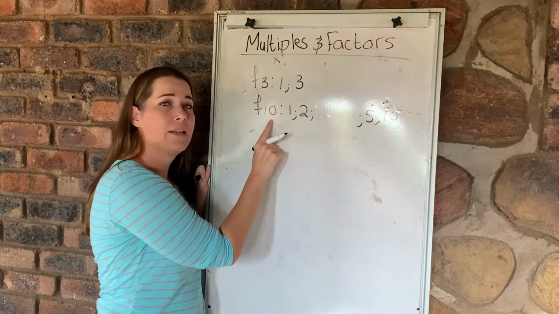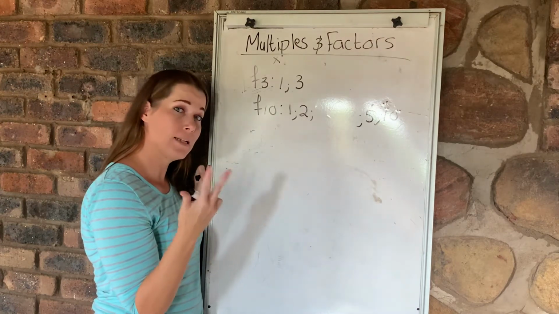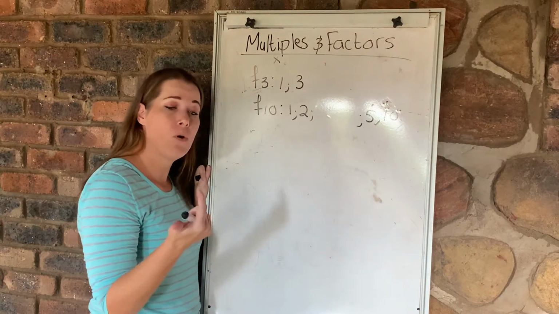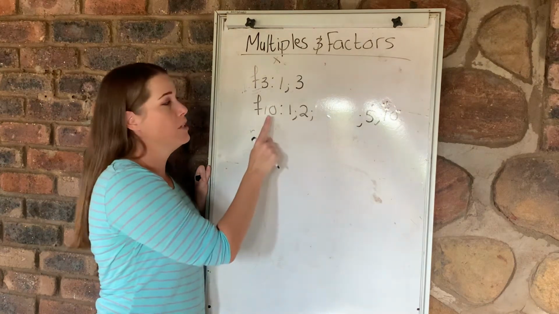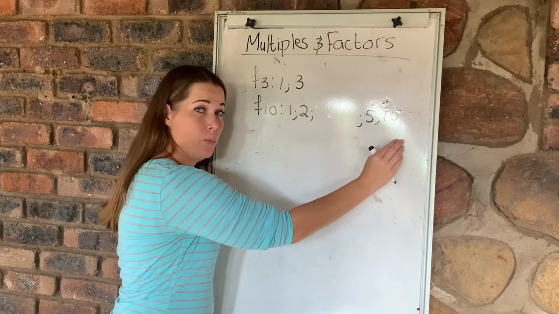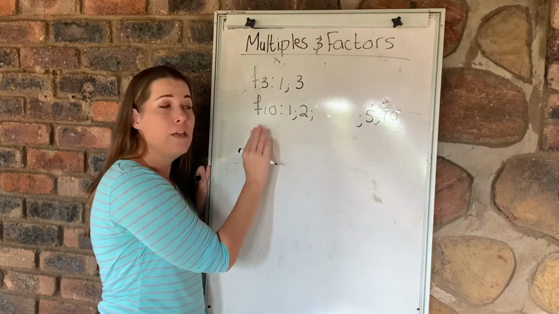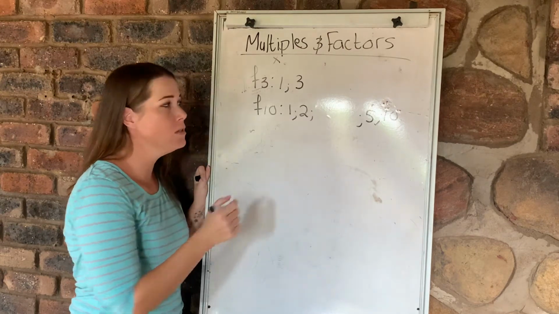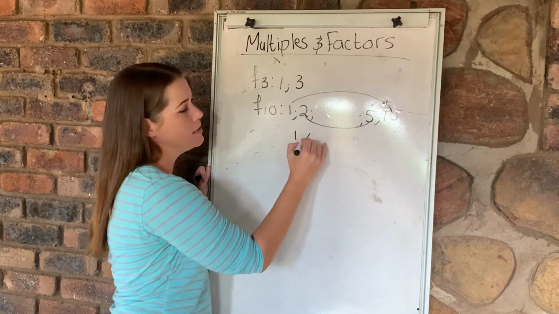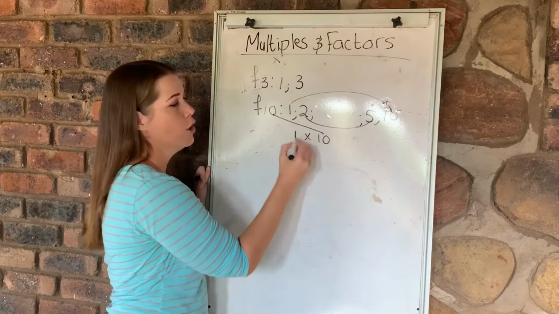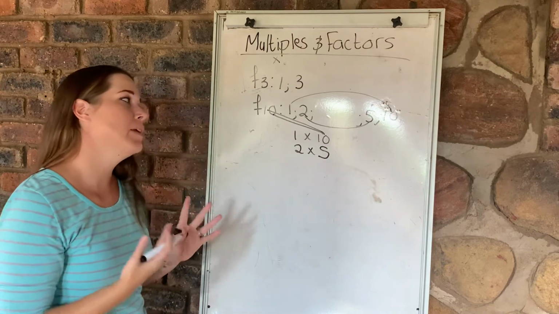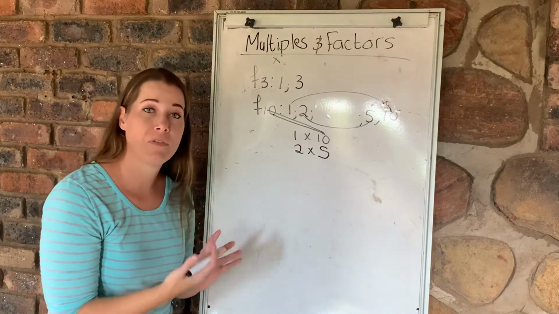3 can't divide into 10 without a remainder because it's 3, 6, 9, 12. So 3 can't work. 4 can't work either because 4, 8, 12. 5 goes into 10 twice, but we've already written the 5. So we are finished with the factors of 10. Factors always work in pairs. This is important. 1 and 10, 2 and 5. In other words, 1 times 10 will give me 10. 2 times 5 will give me 10. So it's easy to work in pairs. That way you make sure that you don't miss some of the factors.